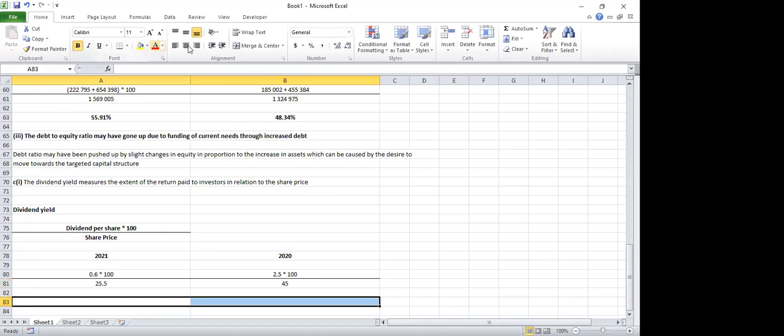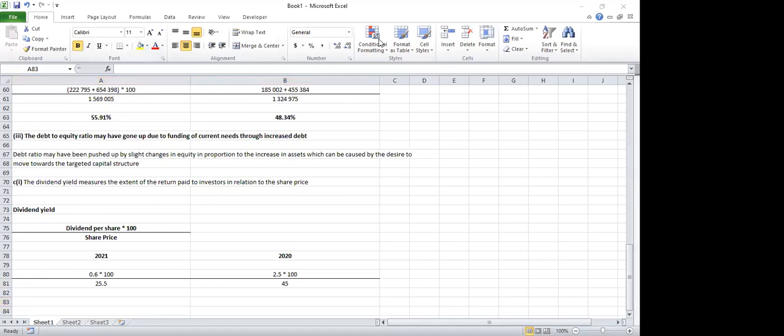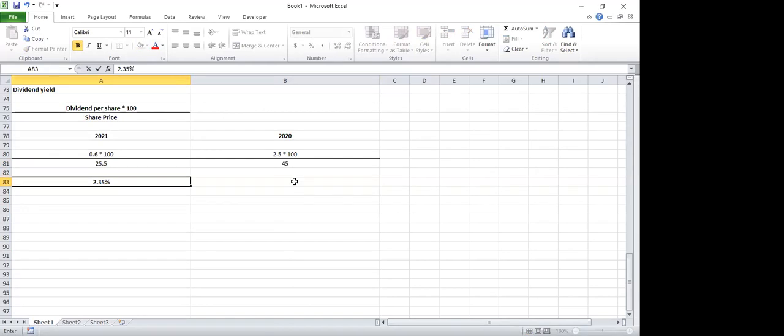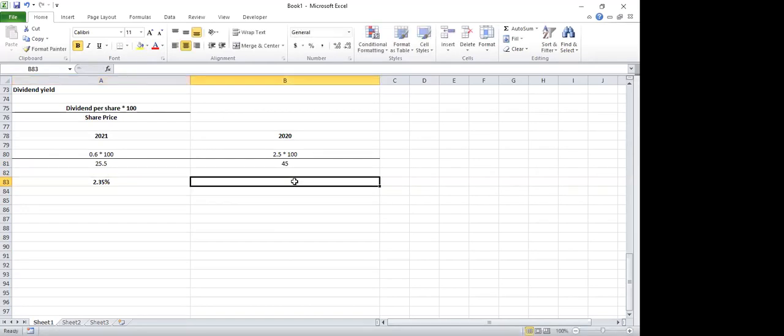What do we get? I think those were the answers I was given. I don't know if they are correct. Does it remain at 2.35? Yes. Okay, so that's 2.35%. And the other year, thank you, 5.56%.